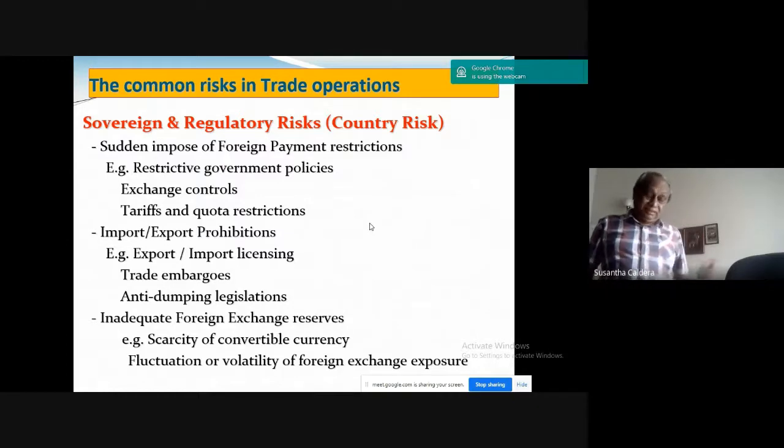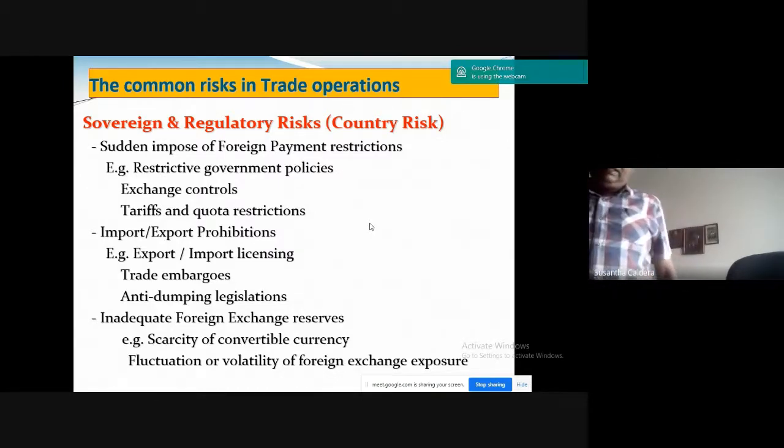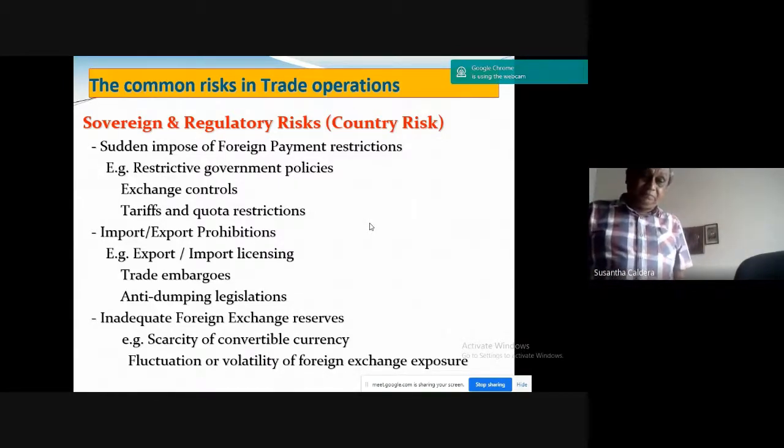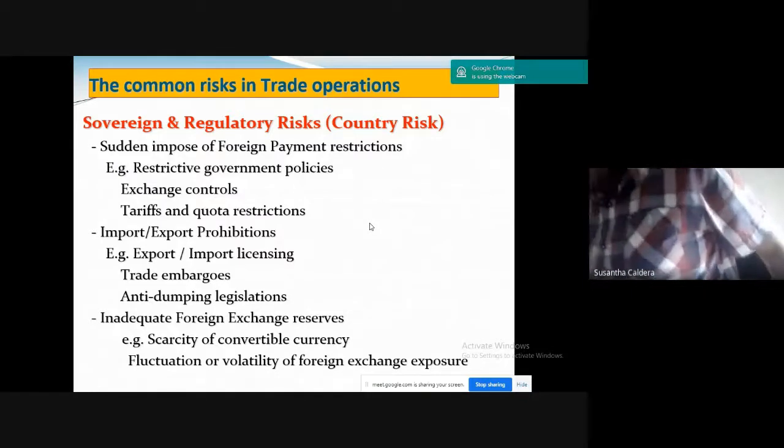Then restrictive government policies, like exchange controls. Sri Lanka, right? We had a very strict exchange control, but later it was reduced. Right? Again, now they have imposed tariff and quota restrictions. Do we have that in Sri Lanka? Yes. What sort of tariff and quota restrictions in Sri Lanka?